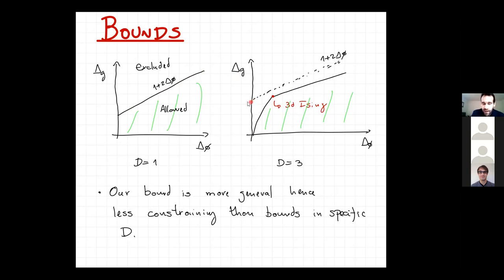As I told you, this is true not only for 1D CFTs, it's true for any CFT. And so there should be a bound on delta gap which is equal to 1 plus 2 delta phi. And indeed, you see that the better 3D bound lies below this one, as it should. But it's still a valid bound. Okay? So this is to make the link to the usual story.